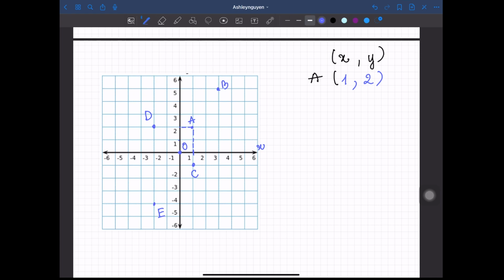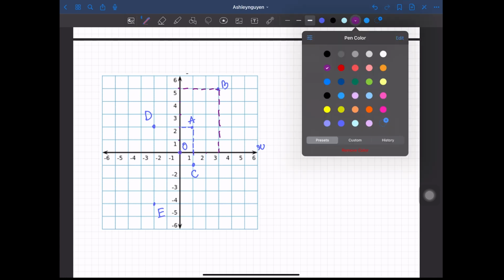The next point, B. Move along the x-axis to the right, 0, 1, 2, 3. So B has the x coordinate at 3, and for the y coordinate, from the origin moving up, 1, 2, 3, 4, 5. So B has the coordinates (3, 5).